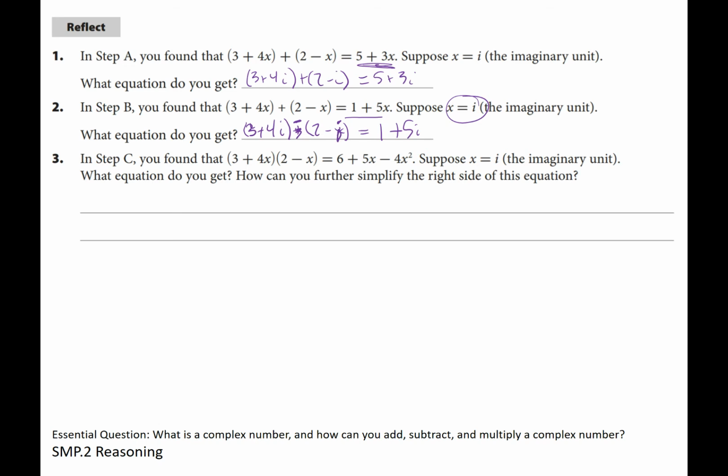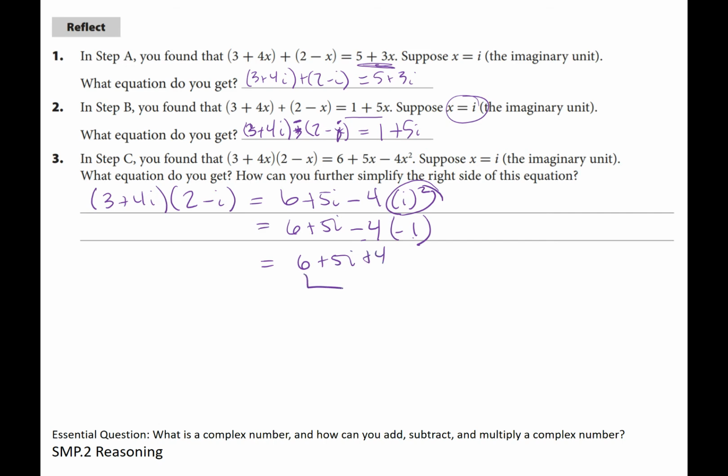Let's go ahead and substitute in. What do we get, and how can we further simplify the right side of this equation? So we would get 3 plus 4i times 2 minus i equals 6 plus 5i minus 4i squared. We learned last week that i squared is equal to negative 1. So I'm just going to show the arithmetic. So we've got negative 1. Negative 4 times negative 1 would be positive 4. And then we would combine these two together. So 6 plus 4 is 10.